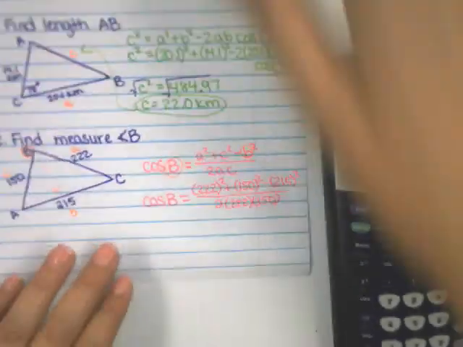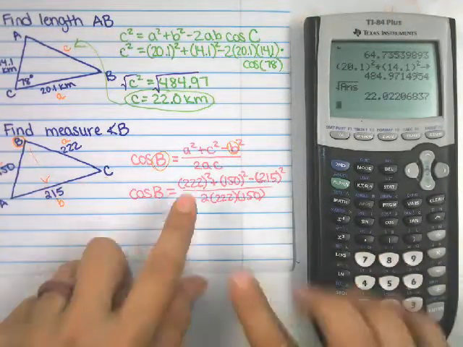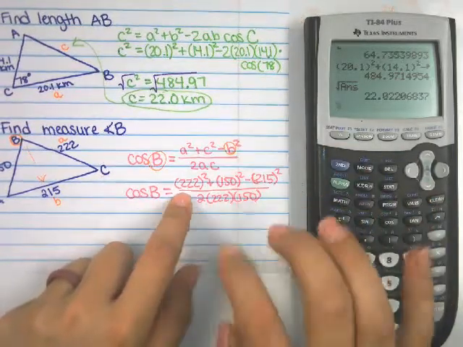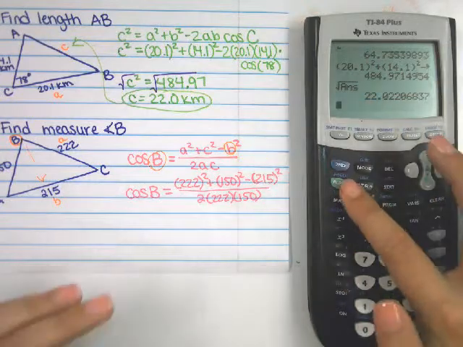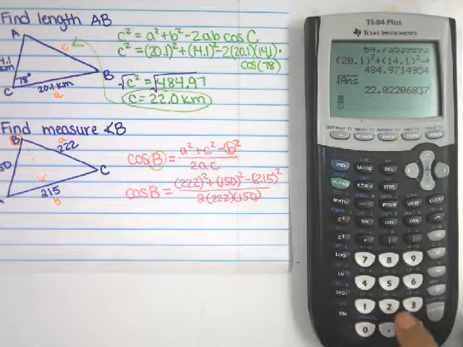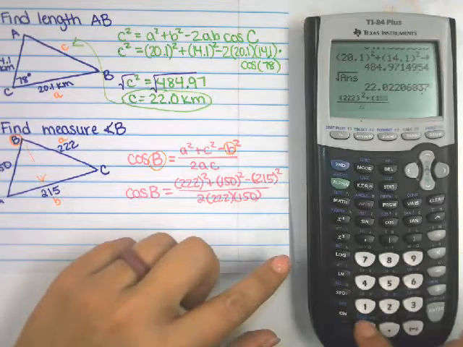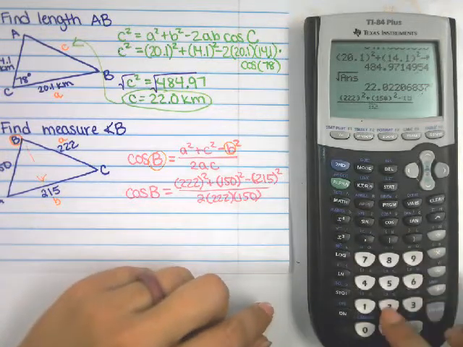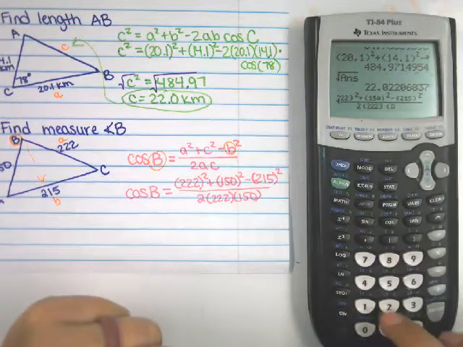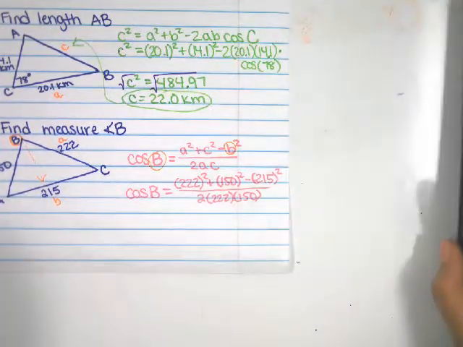I would highly recommend using a graphing calculator for this and the fancy fraction. If you don't, then you need to find the top number, enter, find the bottom number, enter, and then divide them. Don't try to do this all in one line unless you have a graphing calculator where you can do alpha, y equals, and make a fancy fraction. So, parentheses 222 squared plus 150 squared minus 215 squared over 2 times 222 times 150. We get a decimal value.